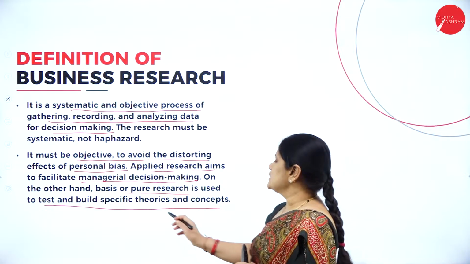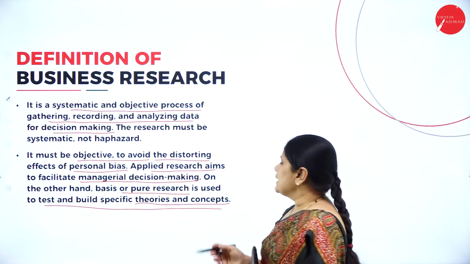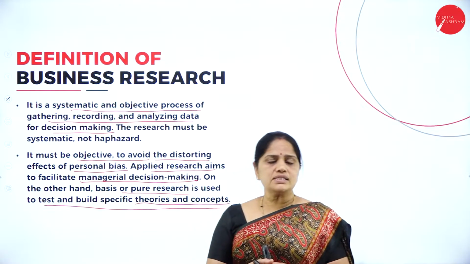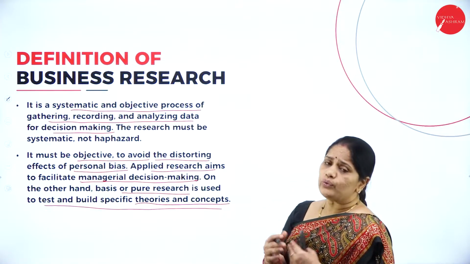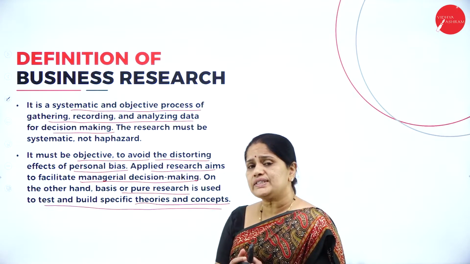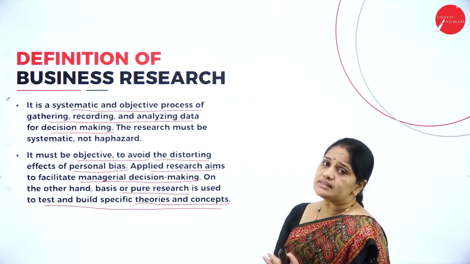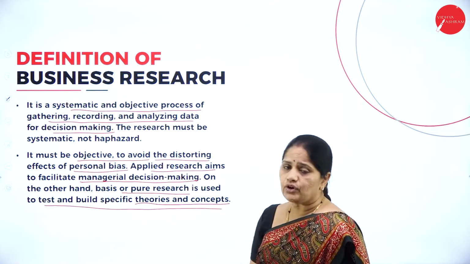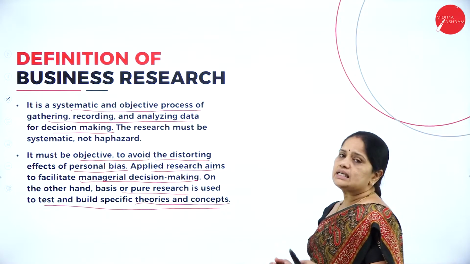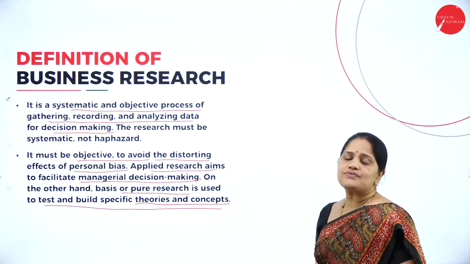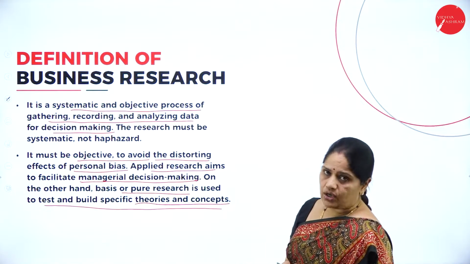And pure research also helps in building up specific theories and concepts. So, we now have the concept of artificial intelligence. Now, how have we evolved with it? It is only because of the research which is going on in the field of robotics or in the field of computers. All this research will help in building specific theories and also concepts.